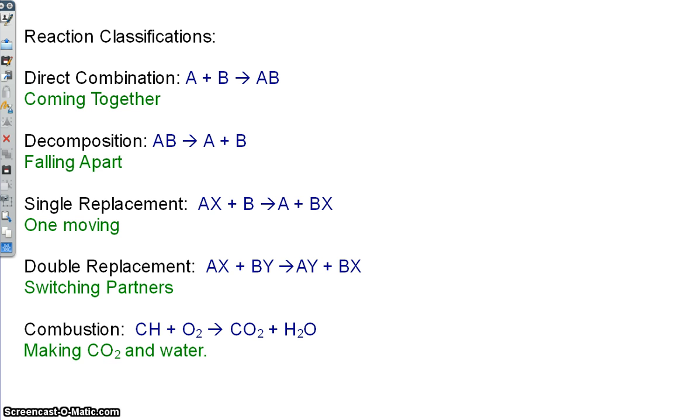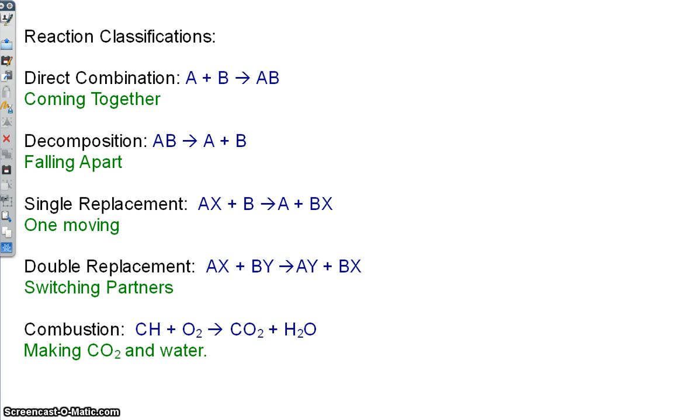For a decomposition reaction, you start out with 1 compound, and it's falling apart to make 2 or more different compounds, or 2 or more different elements, or elements and compounds combined. So that's the second one, decomposition.